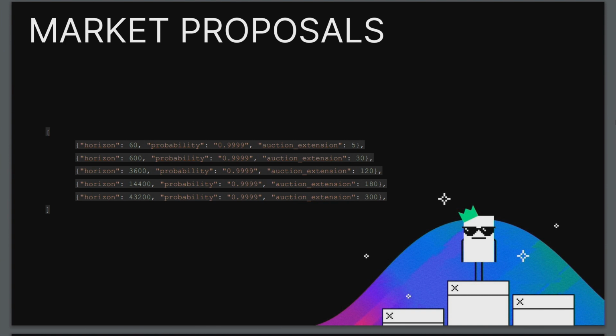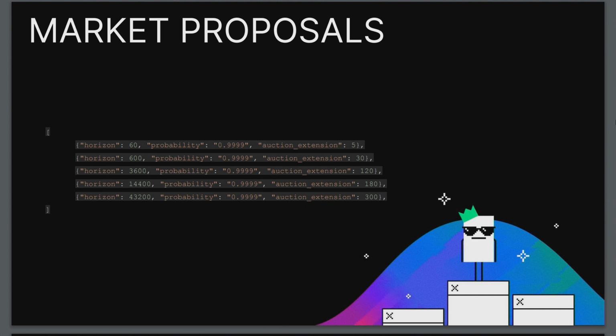But as you can see, the configuration is descriptive, but not entirely easy to reason about. At a high level, horizon is looking back a certain number of seconds for a price move, so 60 seconds, 600 seconds, with a probability of a price move happening over a certain time, and then if the price move that is going to happen is larger than that, how long we drop into an auction for.